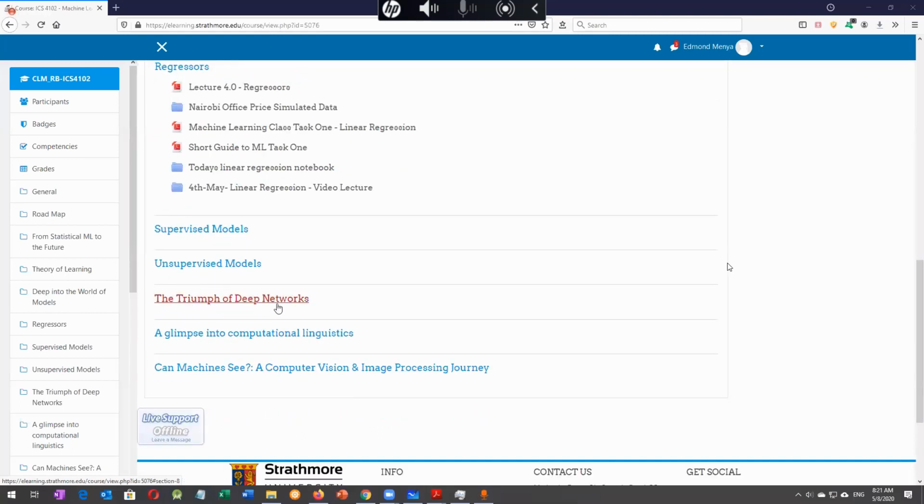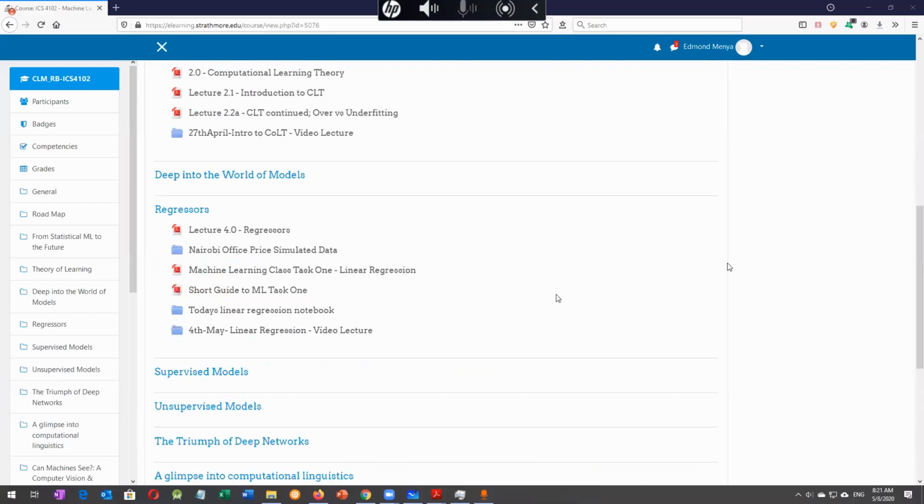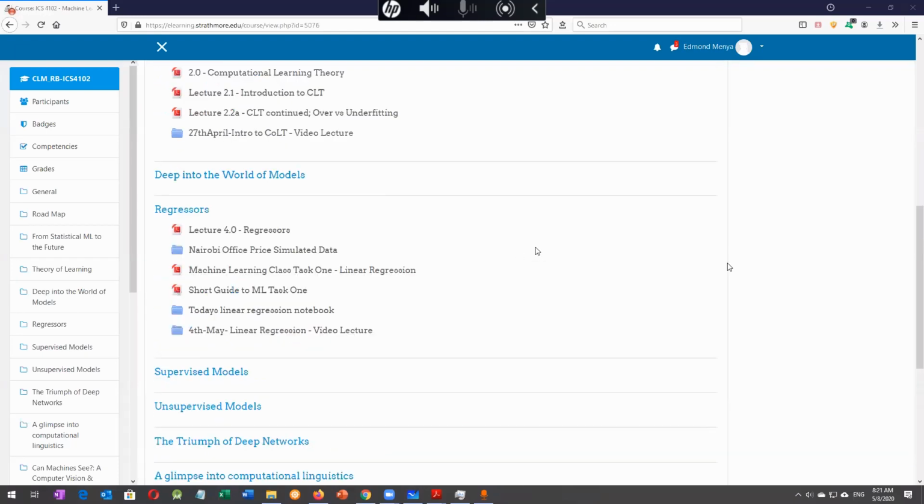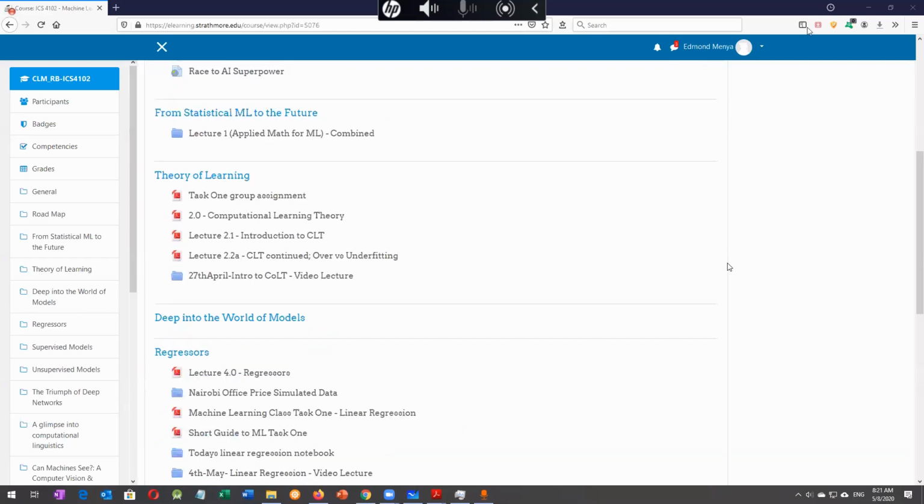In deep networks and deep learning, not far from today, because we won't take much time here. We already introduced it in introduction to AI. So today is the other term.